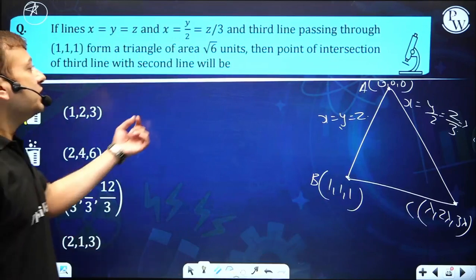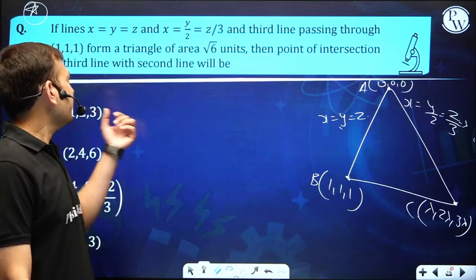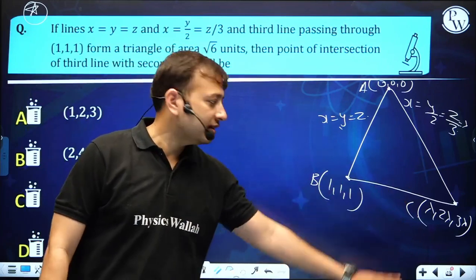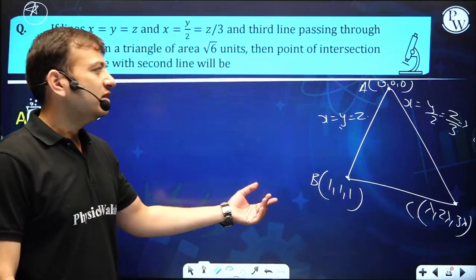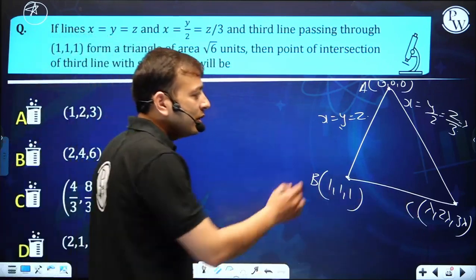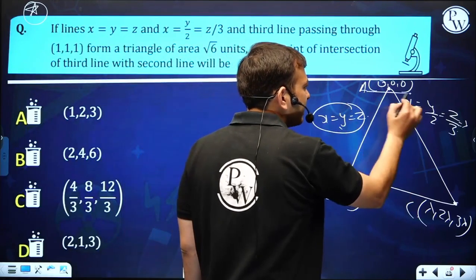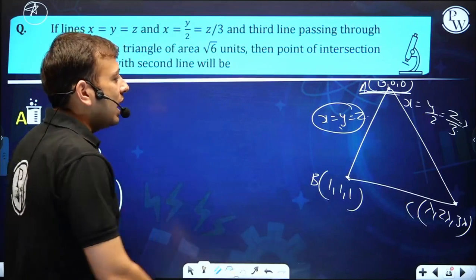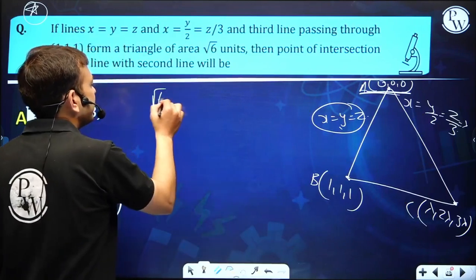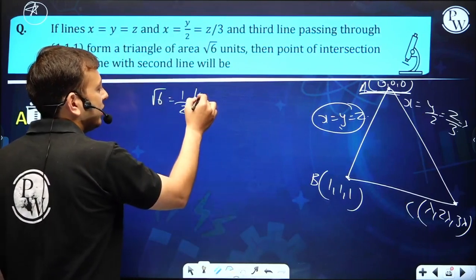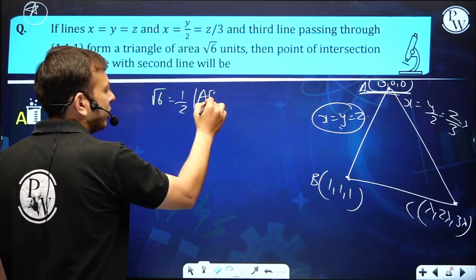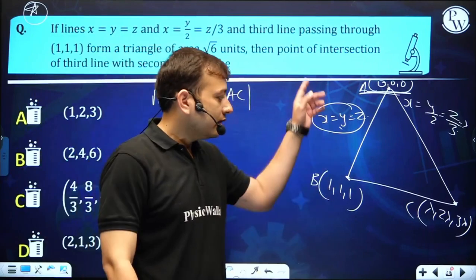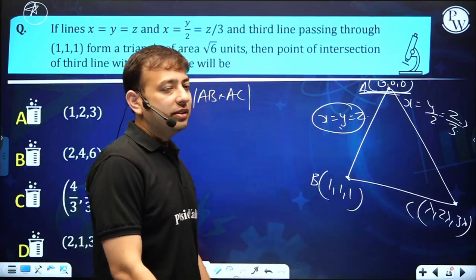Now, the area of the triangle is root 6 units, and they are asking for the point of intersection of the third line with the second line, that is this (lambda, 2 lambda, 3 lambda). It's very simple now. Only making this diagram and understanding which point is common to both lines was important. After this, root 6 is half the magnitude of AB cross AC. Simple.